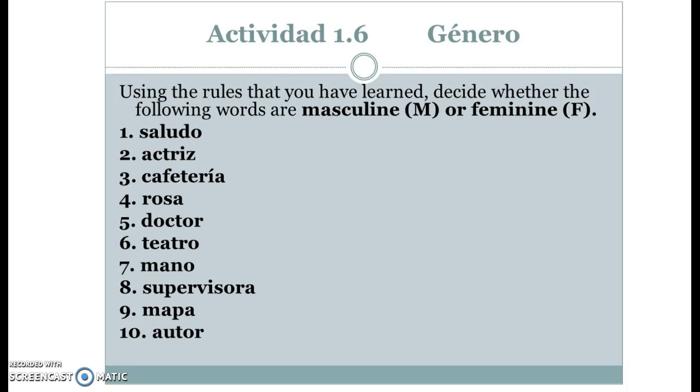In this particular activity, I want you to tell me if the word is masculine or feminine. You can pause the video if you need more time. For example, I'll do number 1. El saludo, masculine.